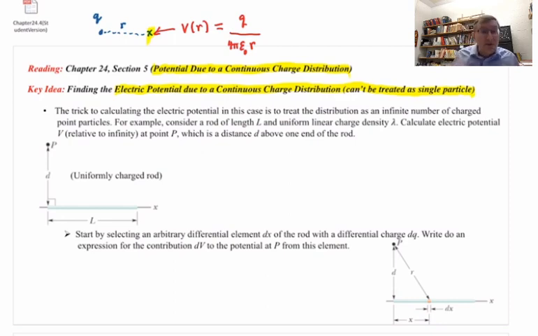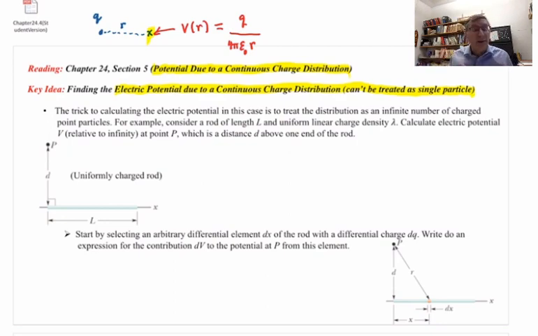Okay, now that's for a point charge. But what if we have something that can't be treated like a point charge? Something that's an extended body. We're going to start with a uniformly charged rod, maybe shaped like this pencil. If we're at a point near this pencil, it doesn't look like a point particle, and you can't treat it as a single point particle.